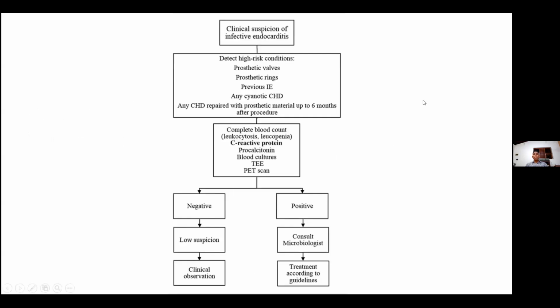So what are we going to do? Clinical suspicion of infective endocarditis. These are the categories I have mentioned: prosthetic valves, prosthetic rings, previous endocarditis, congenital heart disease repaired within the last 6 months. They are considered at high risk. So you do the blood counts, CRP, procalcitonin if you have the facilities, and blood cultures.